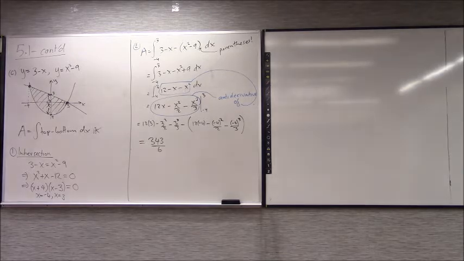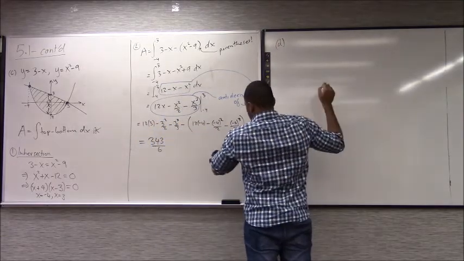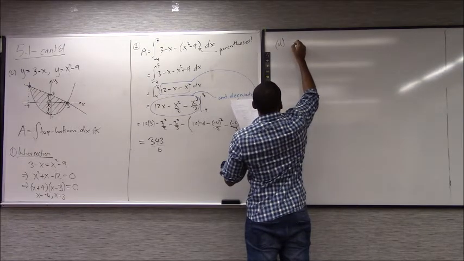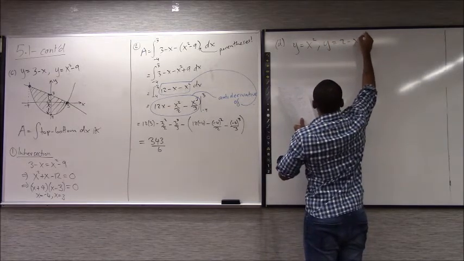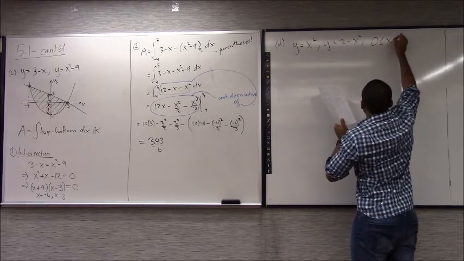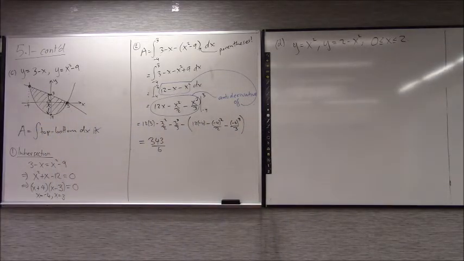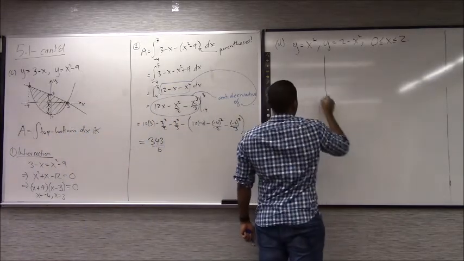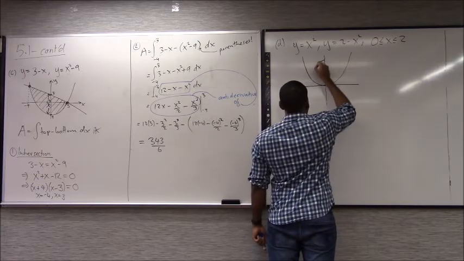Another example. y equals x squared, y equals 2 minus x squared, and x is between 0 and 2. Okay, so we can sketch these. That's probably where I'd start. So one is x squared, and there's 2 minus x squared.